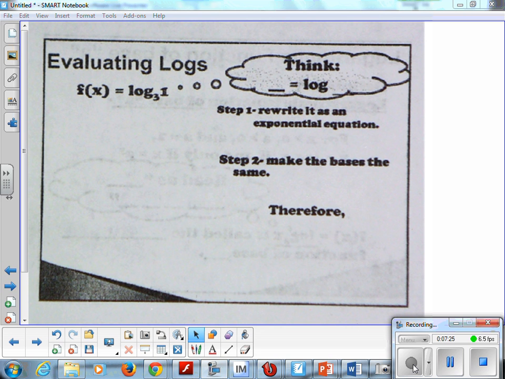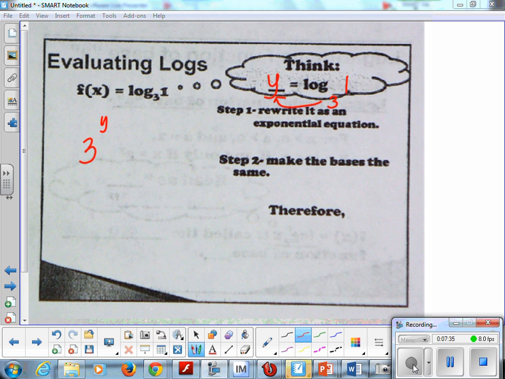So you're going to write y equals log base 3 of 1. To rewrite it as an exponential, you're going to write base 3 raised to the power of y is equal to 1. Can I rewrite these as the same base? Not really. They're both prime numbers, so you can't do anything more than leave it as 3 to the power of y and 1 by itself. Your question is 3 raised to what power gives me 1?